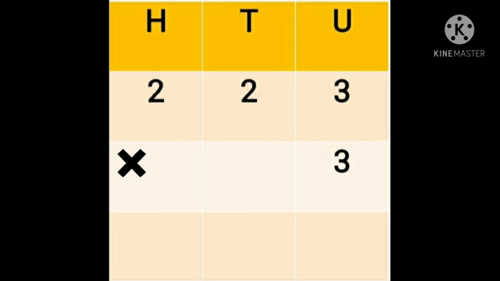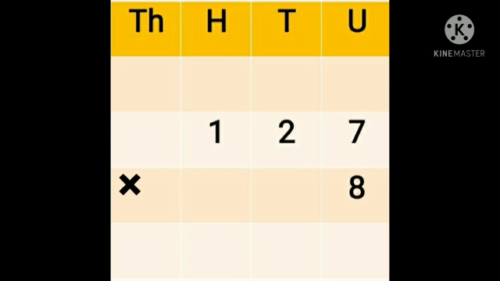223 multiplied by 3. So again, units with units, units with tens, and units with 100. So 3 3 times is 9, 3 2 times is 6, 3 2 times is 6. Therefore 223 multiplied by 3, the answer is 669. Moving on to the next example.